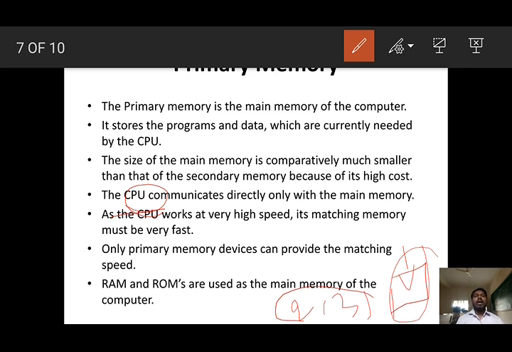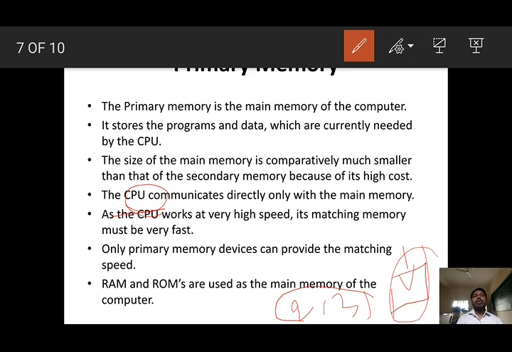The CPU works at a very high speed, so its matching memory must be very fast. Dear students, your computer speed is based on many factors. One of the major factors is RAM, which means primary memory. If you have high space in primary memory, your computer will work fast. Understand? Next, only primary memory devices can provide the matching speed. So based on your primary memory size or speed, your computer speed will be determined.